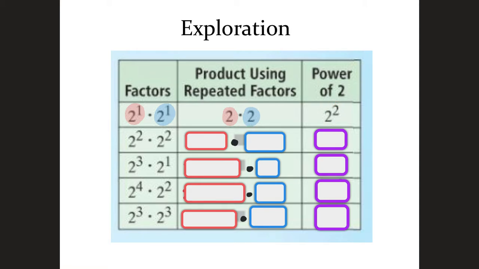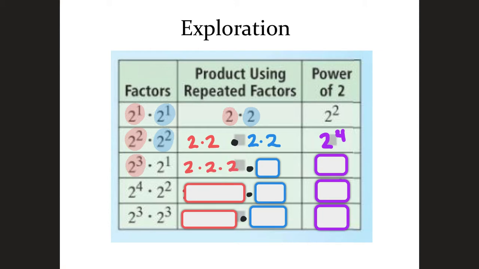2 squared. For the next one, I have 2 times 2, because there's 2 twos there, and then I have 2 squared again, so there's 2 twos, and when I combine those, there's a total of 4 twos, so it's 2 to the fourth. For the next one, I have 2 to the third, so I'm going to write that out as 3 twos multiplied, and then I have 2 to the first, so I'll have 1 two, and when I combine all those together, we can see that there is a total of 4 twos, so it's 2 to the fourth.